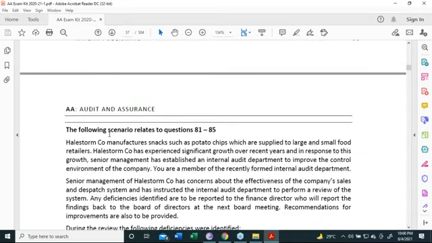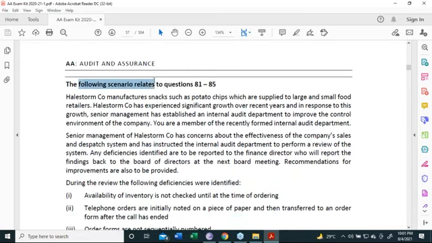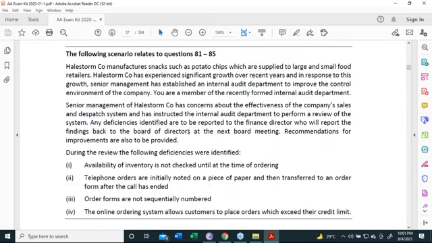Let's solve another OTQ. The following scenario relates to questions 81 to 85. It might be the last OTQ. Each company manufactures what?